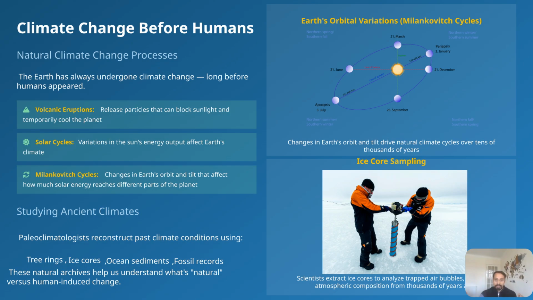The Earth has always undergone climate change, long before humans, that we already know. Natural processes like volcanic eruptions, solar cycles, and Milankovitch cycles, which are Earth's orbital variations, have driven changes over the millennia. Paleoclimatology studies, done by ancient climate scientists using tree rings, ice cores, and ocean sediments, as mentioned in the slides as well, reconstruct temperature and carbon levels, helping us understand what's natural versus human induced in climate change.